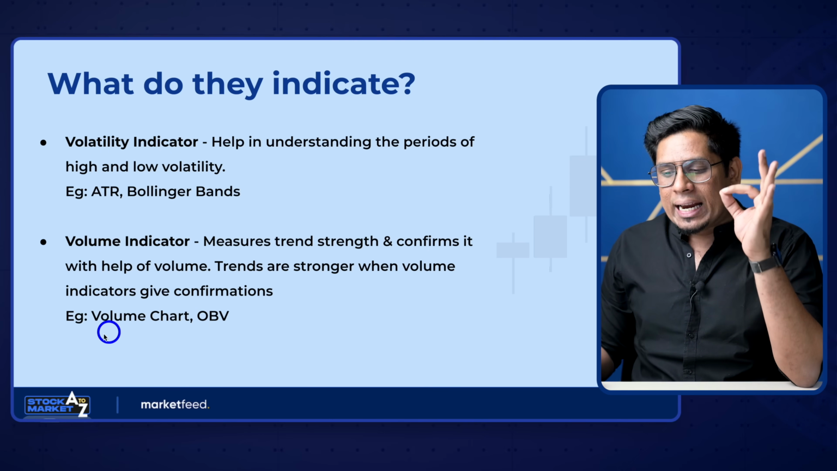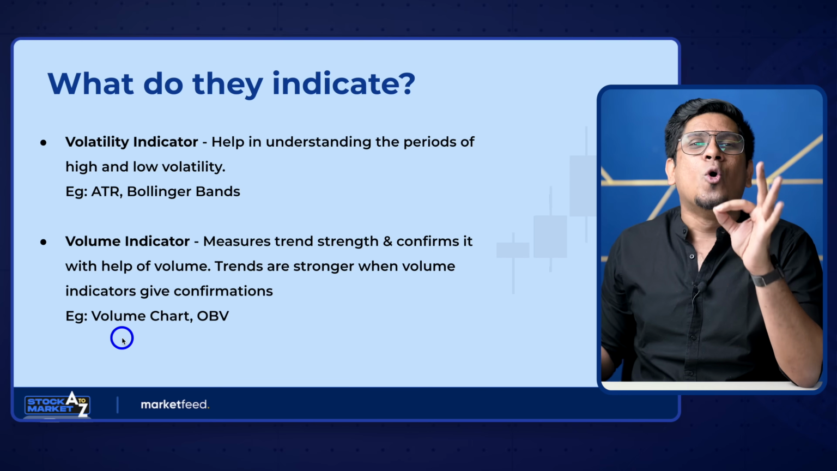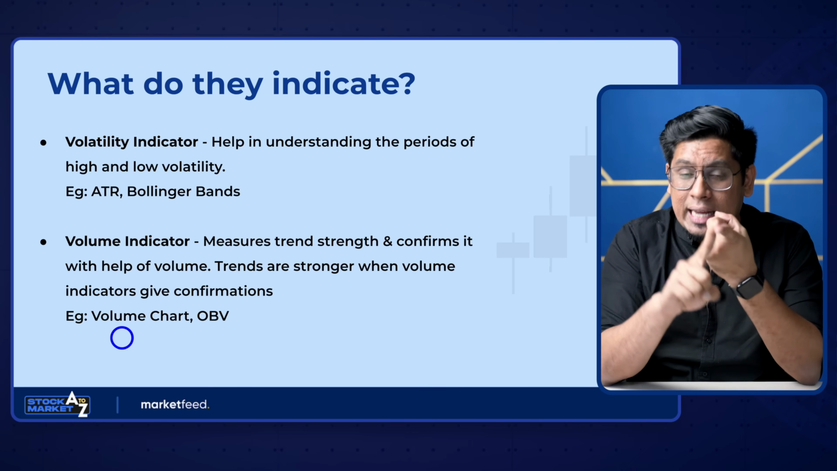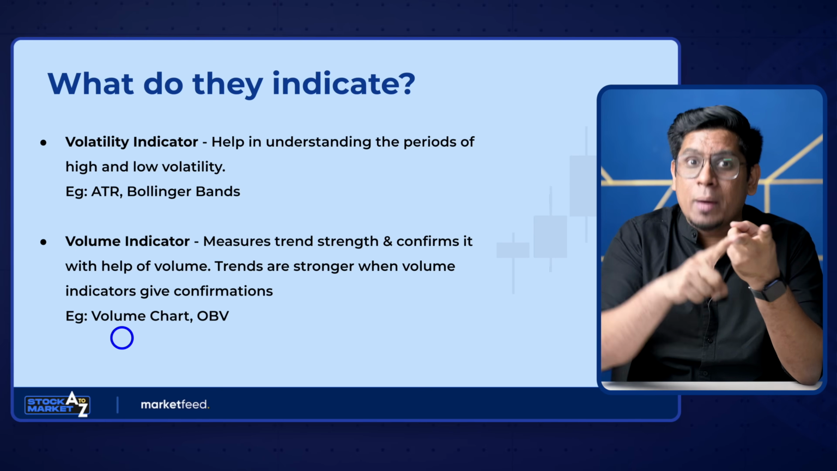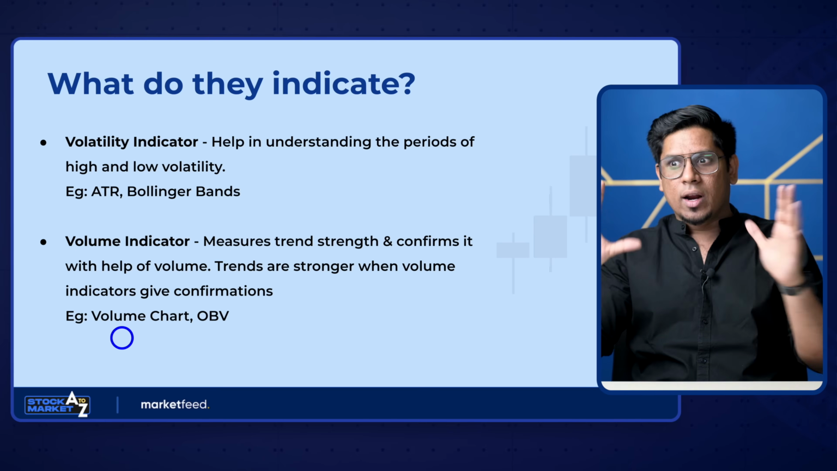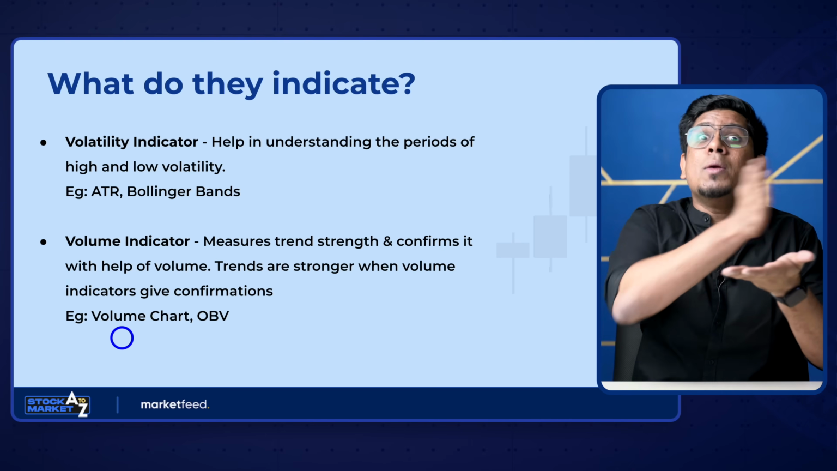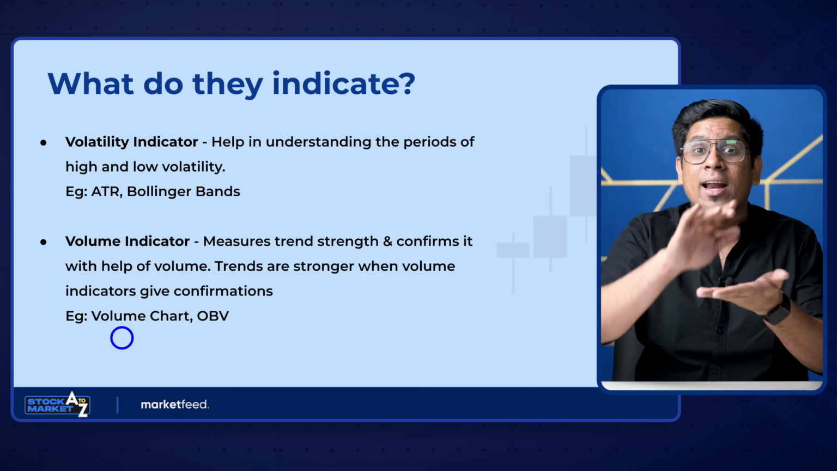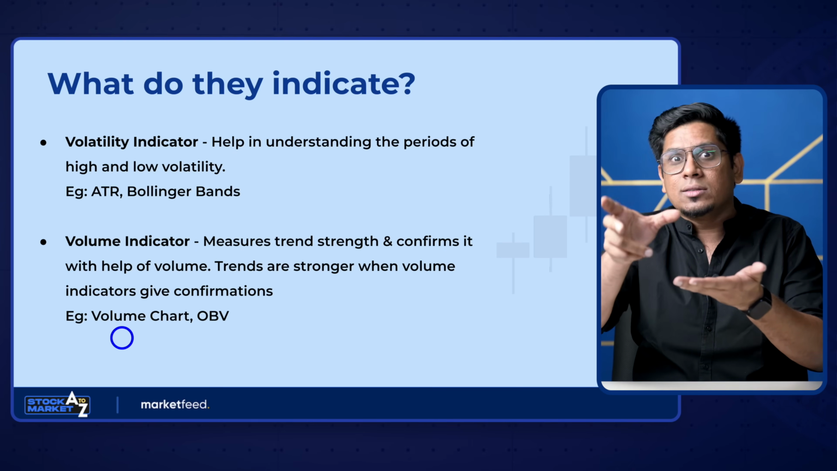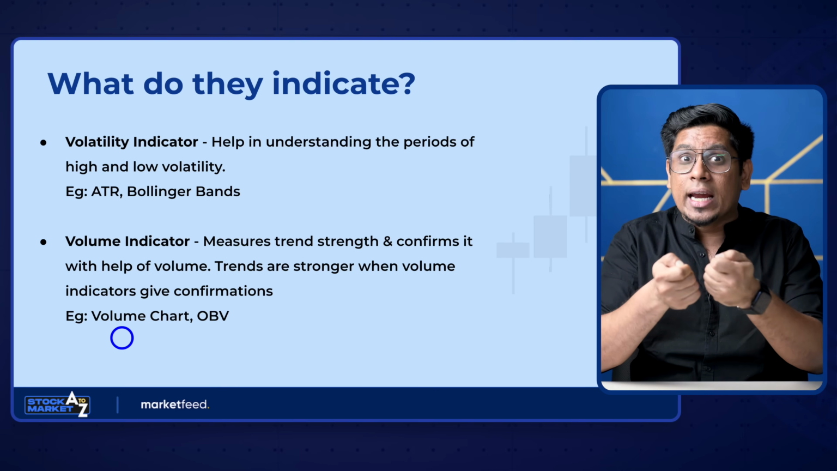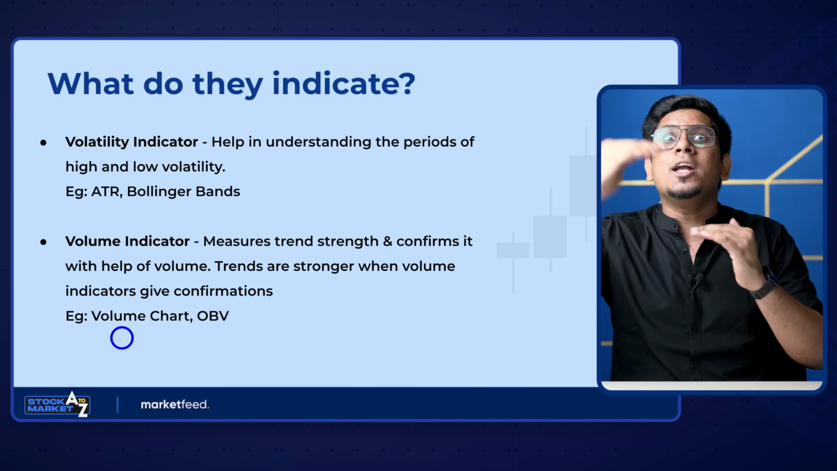So yeah, volume indicator examples are the volume chart and OBV. Now again, let me tell this again. In today's video, you learned what technical indicators are, how to plot them, and the different types. You've learned that there are some technical indicators which can give you an indication even before something happens: leading indicators. There are technical indicators which will tell you something only after it has happened: lagging indicators.